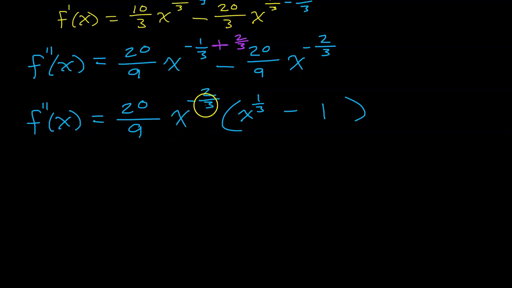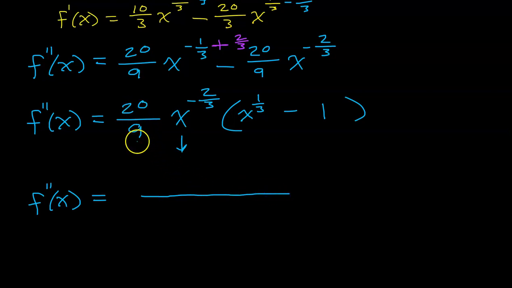Because the x to the negative 2/3 power has a negative exponent, this has to drop down to the denominator. So let's go ahead and rewrite this entire thing as a big old fraction. So I'm going to have f double prime of x is equal to, let's get this fraction going. So let's start with the 20/9. Obviously 20 is in the numerator and 9 is in the denominator. As I mentioned, x to the negative 2/3 power has to drop down. So I'm going to have x to the 2/3 power in the denominator. The parentheses x to the 1/3 power minus 1 will stay up here in the numerator.